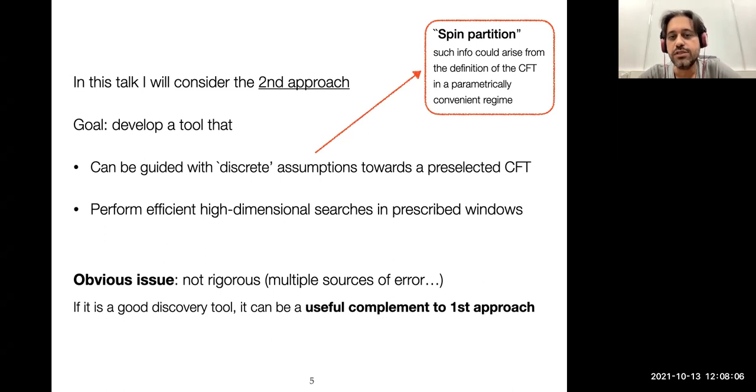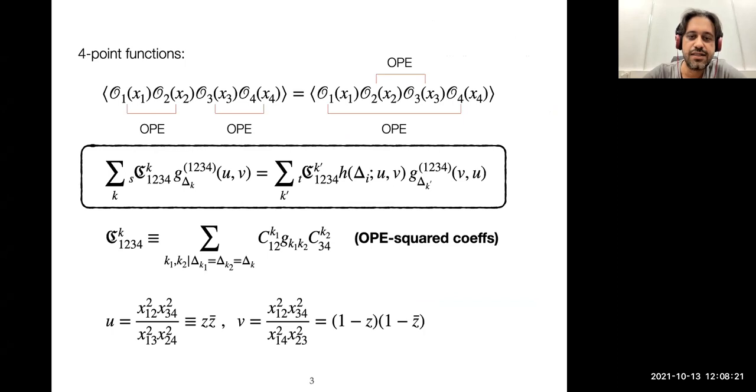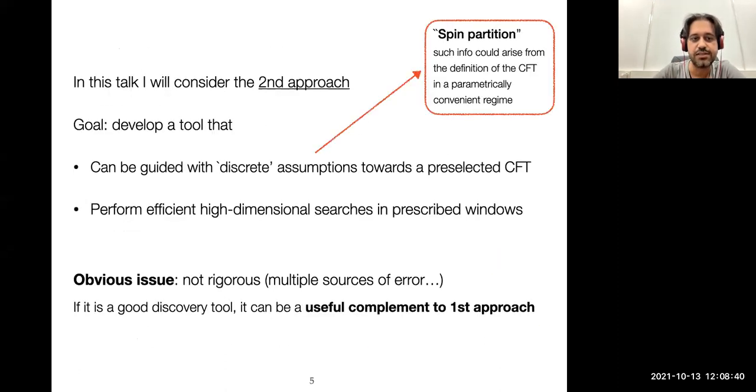So what I'm going to try to do is develop a tool that can be guided with discrete assumptions towards a pre-selected CFT. So what do I mean by discrete assumptions? Basically what I call here a spin partition. In other words, when I write these sums here, I will make some assumption about what kind of operators, about the number of operators per spin that can appear in the sum, so that this set of equations gets converted into a specific set of algebraic equations, and it's not something very abstract.